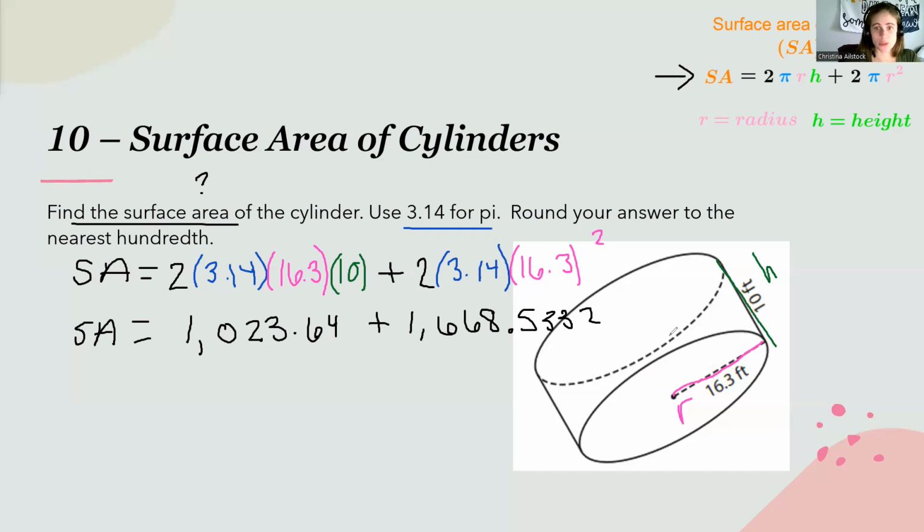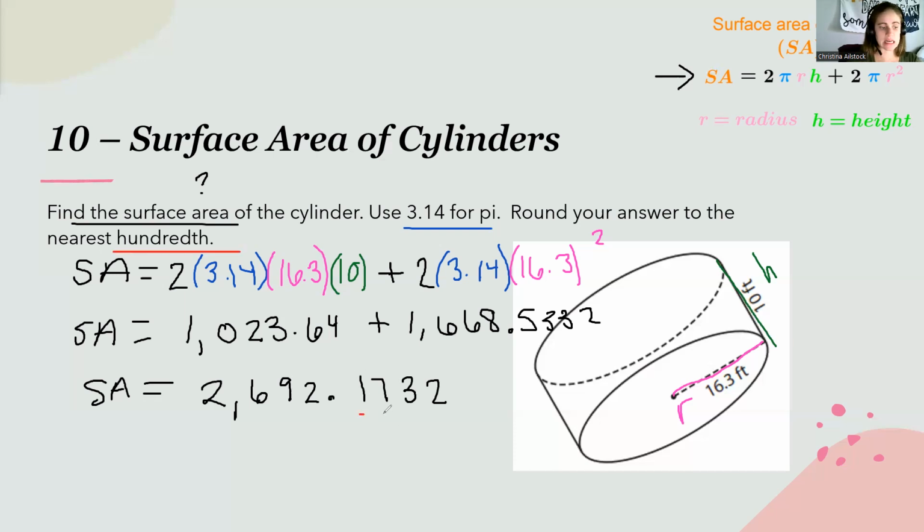That's typically best practice because then it prevents you having any rounding error, and it's not like we're dealing with money or anything like that. So we're going to add these two very large numbers together. And prior to rounding, that gives us 2,692.1732. Whew. We were told in our directions to round to the nearest hundredth.